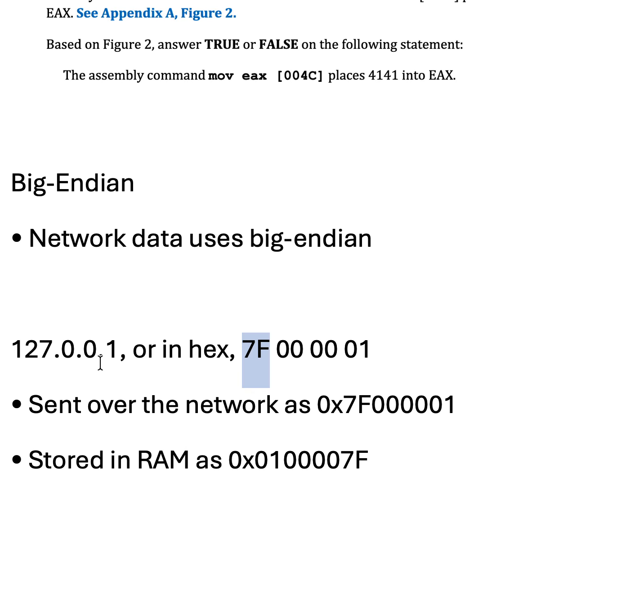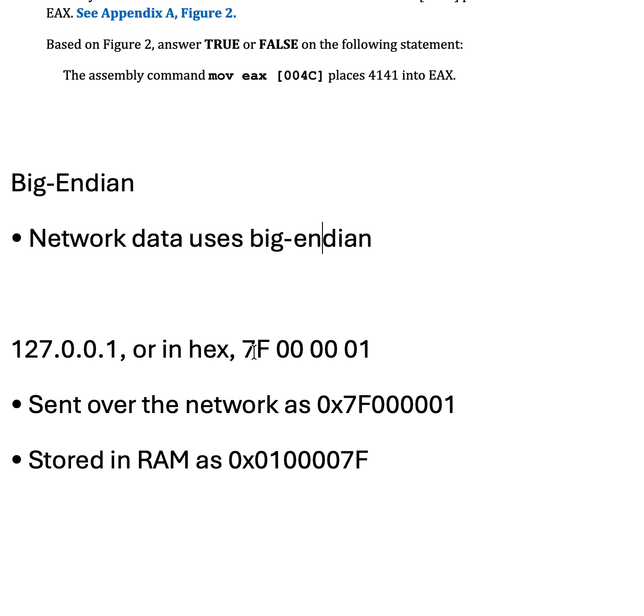And then, of course, 001 translates in hex to 00 and 01, because the first digits are exactly the same. Anyways, the hexadecimal translation of 127.0.0.1 is 7F000001. Okay, now it's sent into the network with the notion of big endian.